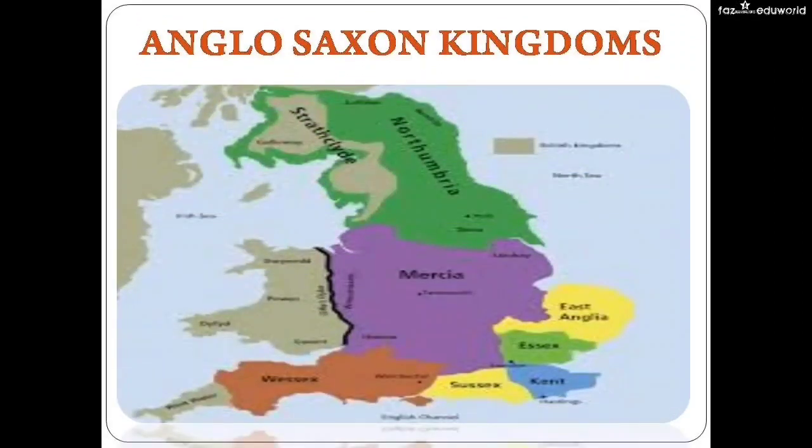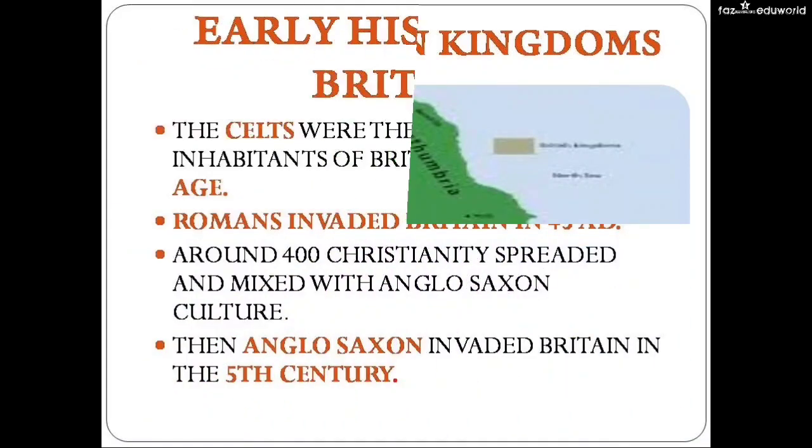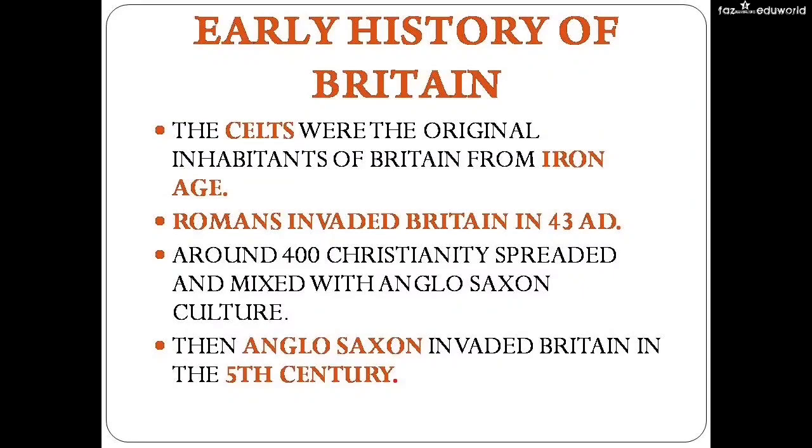So here you can see the picture of Anglo-Saxon kingdoms. And now we move on to the early history of Britain. The Celts were the original inhabitants of Britain from the Iron Age. Romans invaded Britain in 43 AD. Around 400, Christianity spread and mixed with Anglo-Saxon culture. Then the Anglo-Saxons invaded Britain in the 5th century.